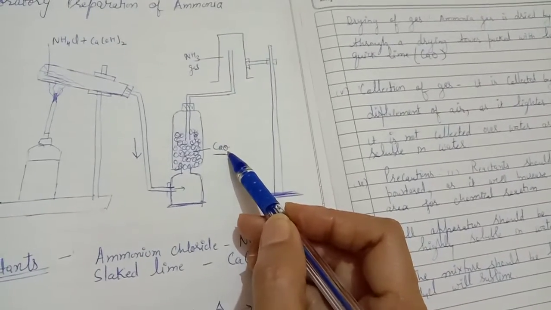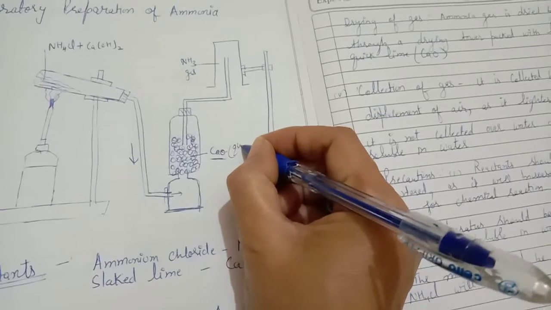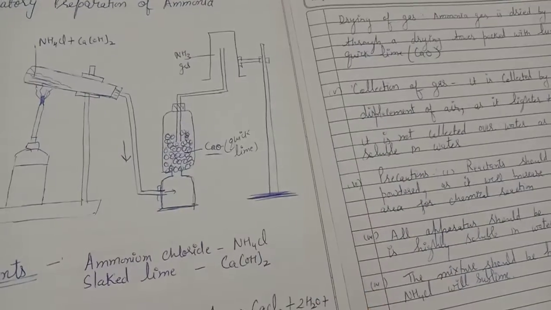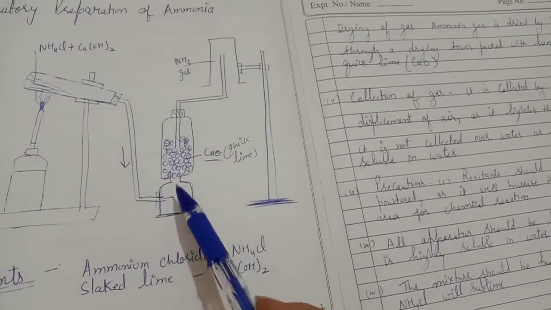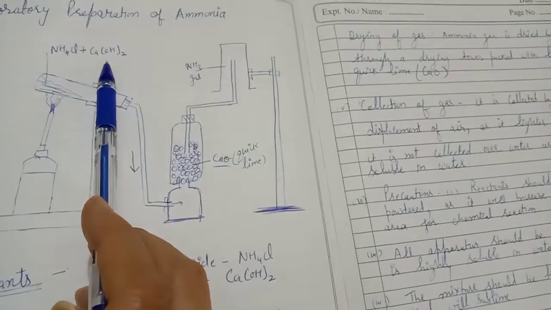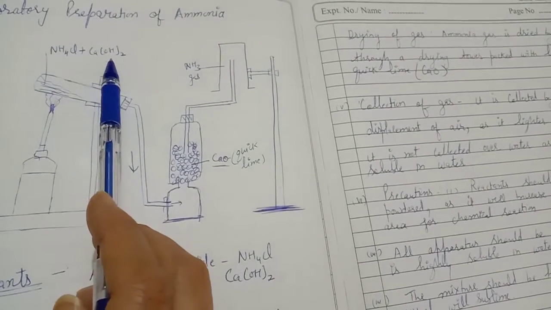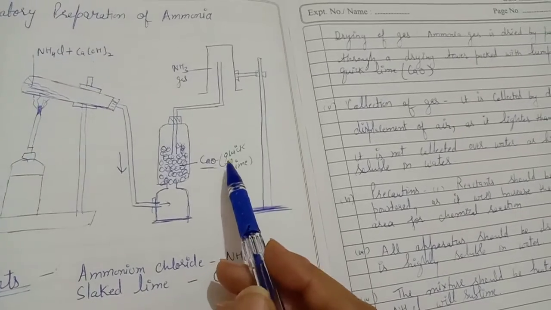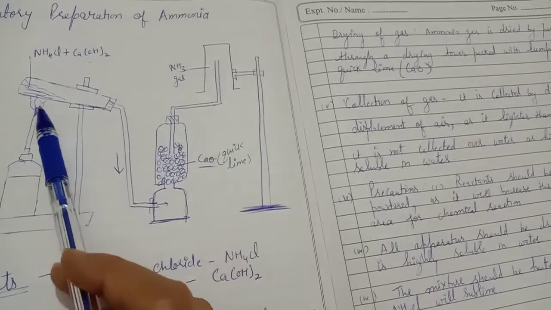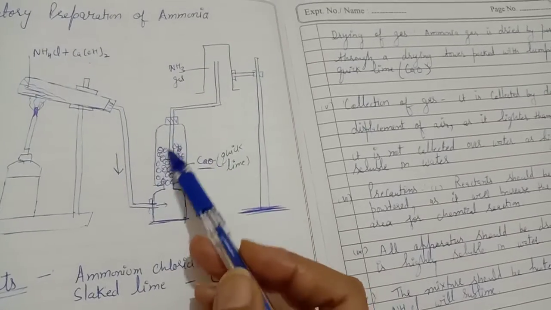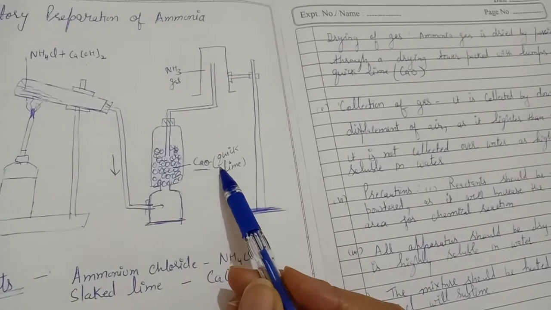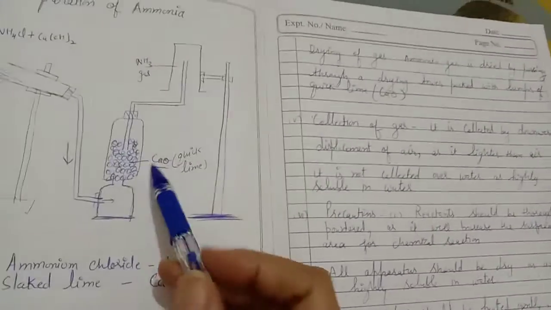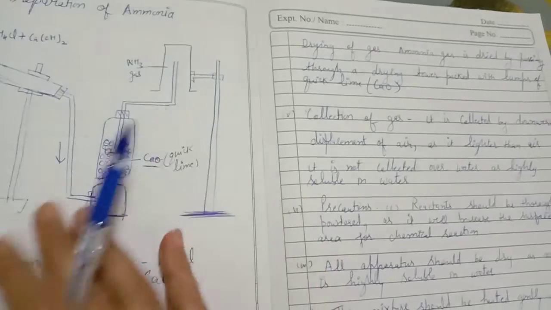Calcium oxide is also called quicklime. Remember that. Calcium hydroxide we use as a reactant, but calcium oxide we use for drying up the gas. If moisture is there, it will be absorbed by the calcium oxide, the quicklime. After drying, the gas passes into the container and is collected over here.